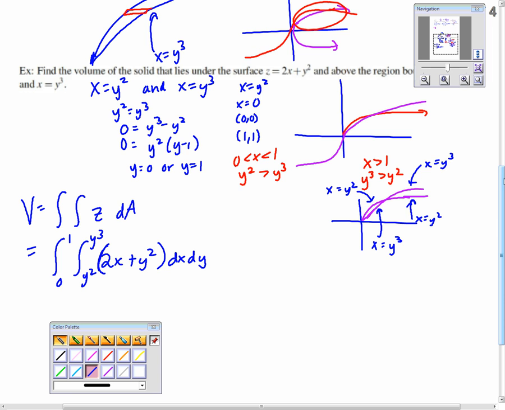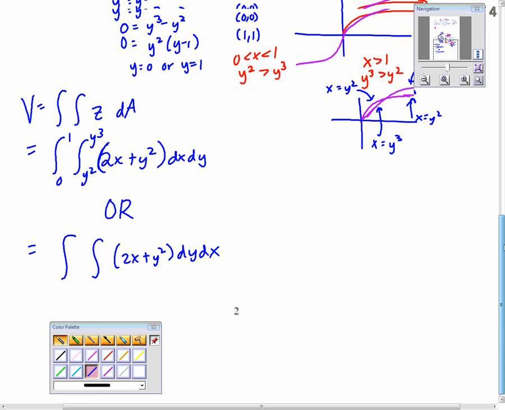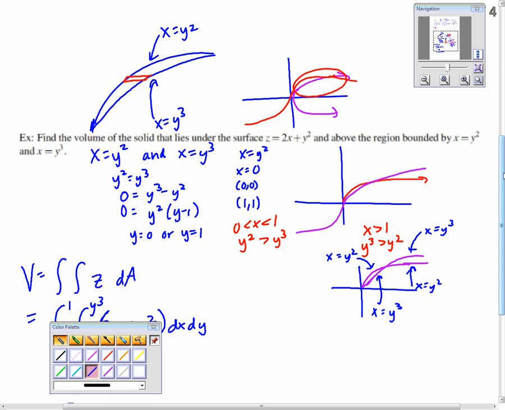Let's set it up the other way. So if I do it this way, it's going to be dy dx. And so my region, if this is x equal y squared, and I want to do this one up and down, this is top minus bottom: square root of x equal y, and cube root of x equal y. Then I do top minus bottom.